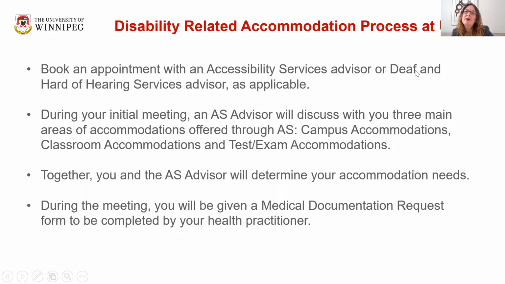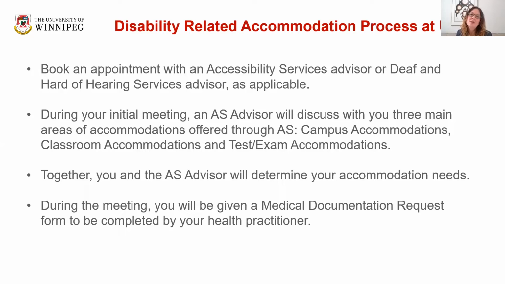Okay, so I'm just going to talk a little bit more about the specific process at the university. And so I've included some information here about how you would go about seeking disability-related accommodations. As I mentioned earlier, accessibility services is the department at the university that primarily handles disability-related accommodations. The first step would be that you would book an appointment with an accessibility services advisor, or if you have a hearing impairment, it would be with the deaf and hard of hearing services advisor.